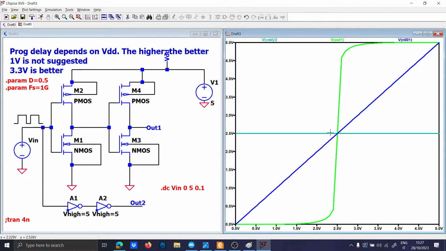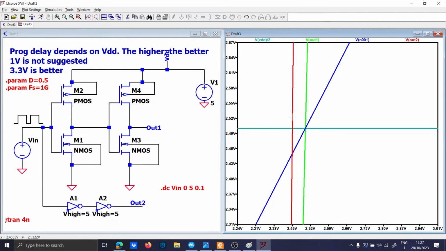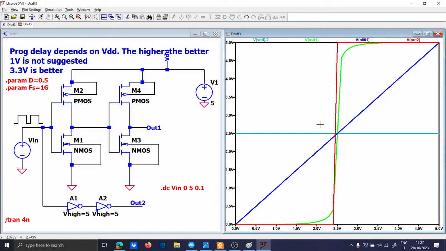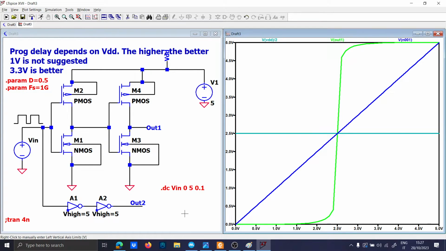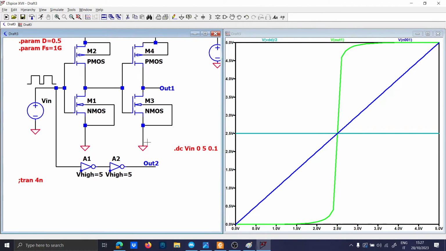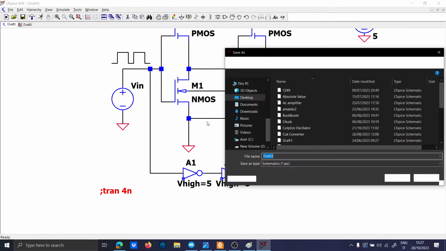Now, this is too good to be true. Almost too good to be true. The real problem is the propagation delay. So, the first thing that we want to do is to import the real model of the MOSFET. First of all, let me save it.